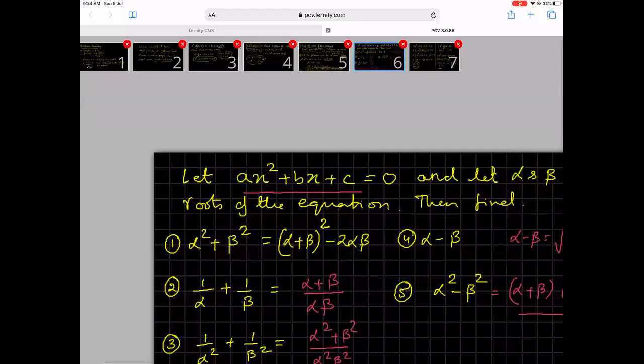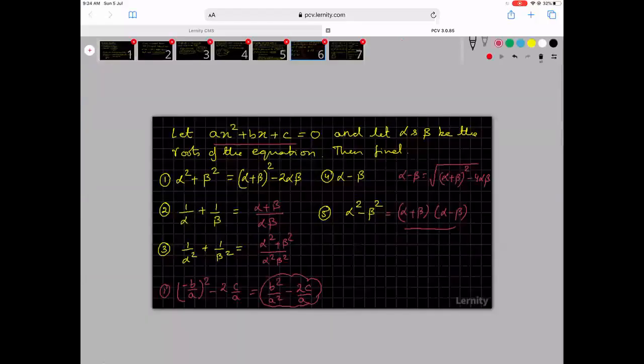Complex roots and imaginary roots are the same. So we will learn that when we go to 11th standard, we will learn more about that.